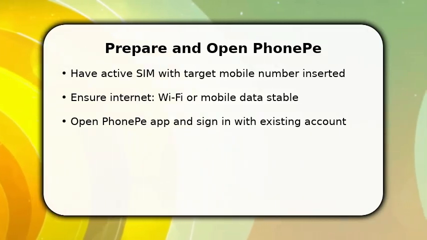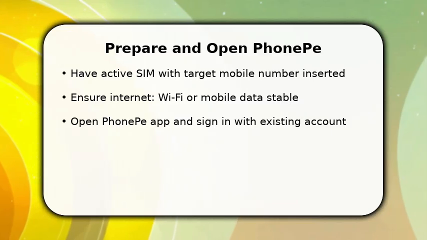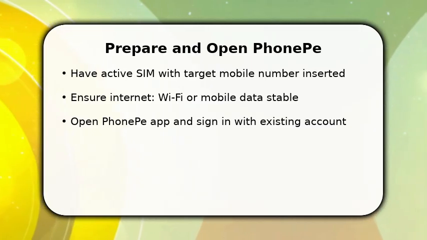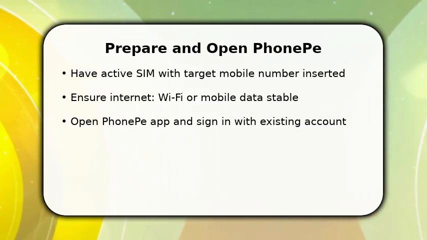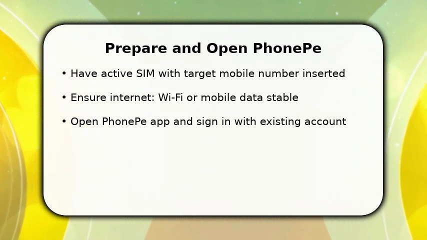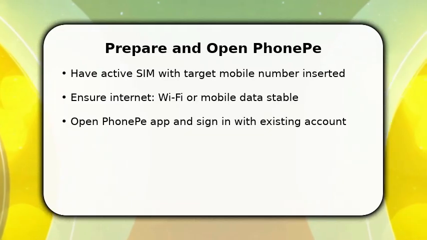Open PhonePe and sign in with your account. If you're already signed in, go straight to the profile section. This initial step sets up the verification flow and prevents delays. Make sure notifications and SMS permissions are enabled for the app before proceeding.